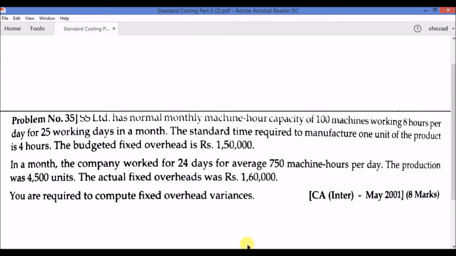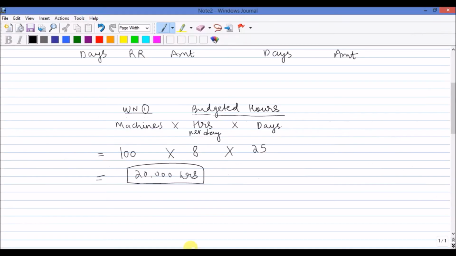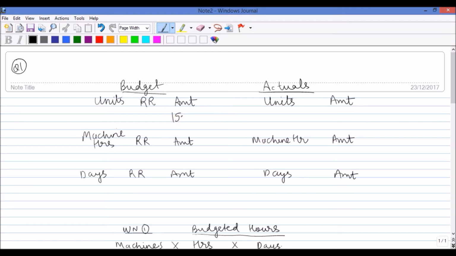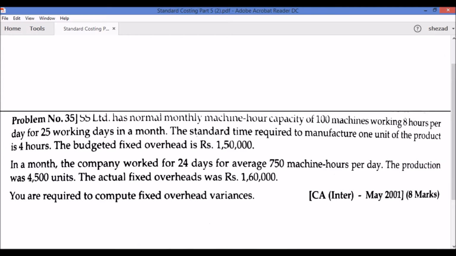Now friends, budgeted hours are there, and what do I need now? The budgeted fixed overhead is 1,50,000. Okay, so I can write one thing here. So 1,50,000 is the fixed overheads. Okay, and I think even units are missing. Just give me 1 minute.